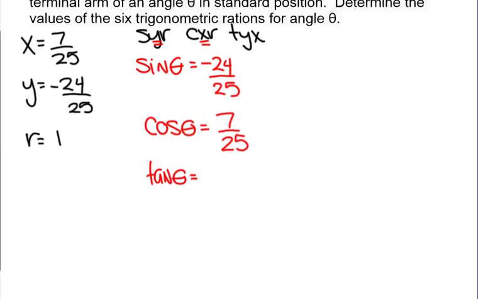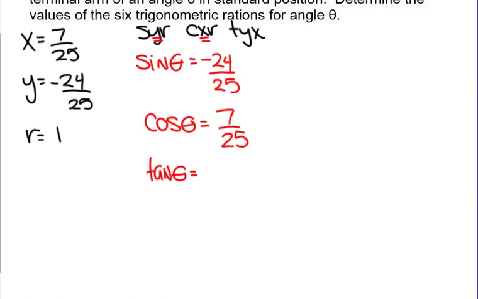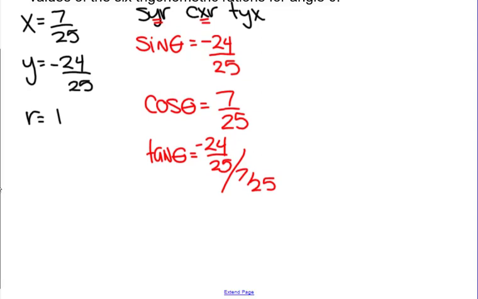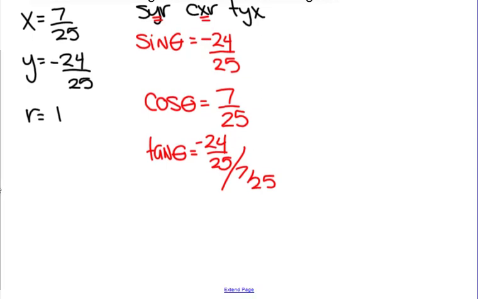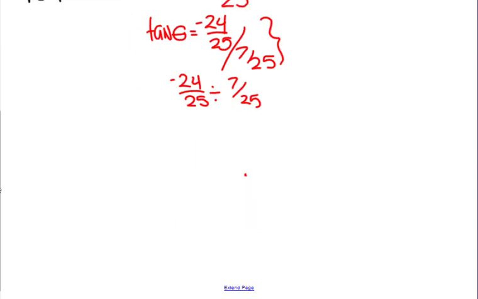And then we've got our tangent, which you could either do as sine divided by cosine, or you could do y over x. I would just do y over x in this case. So negative 24 over 25 divided by 7 over 25. Well, before you freak out about stacked fractions, remember we can always just rewrite things. When we're dividing, we have negative 24 over 25 divided by 7 over 25. That's what I wrote right above. And we know when we're dividing, we multiply by the reciprocal.